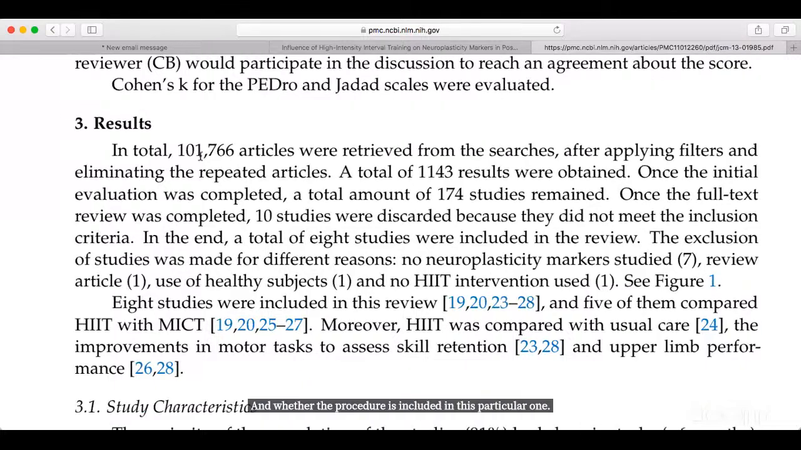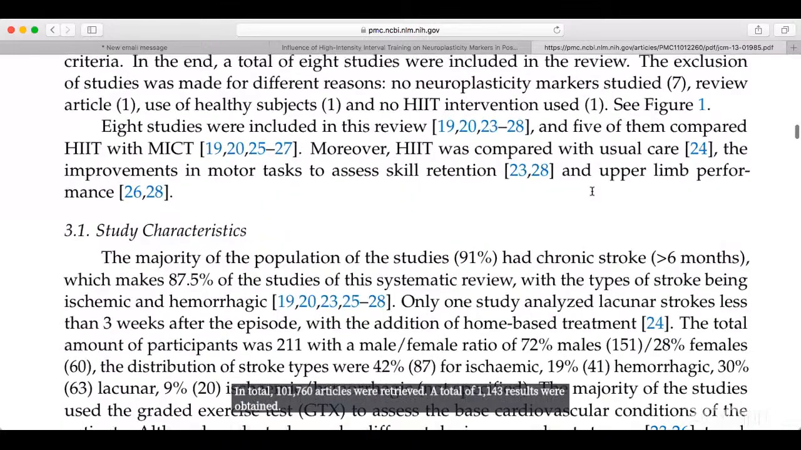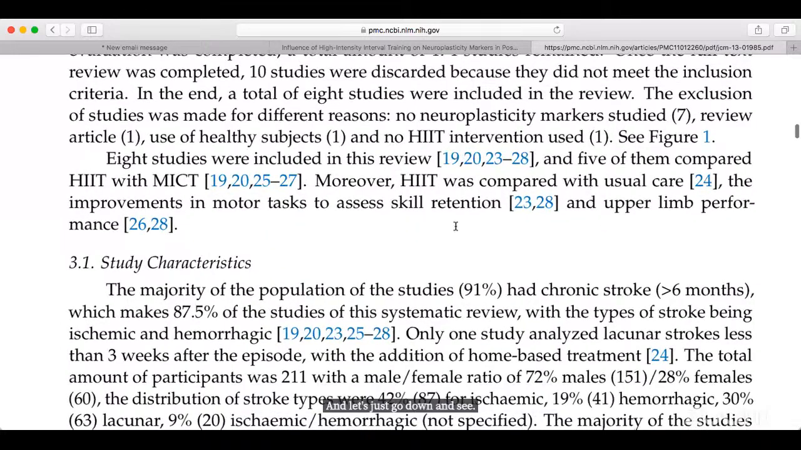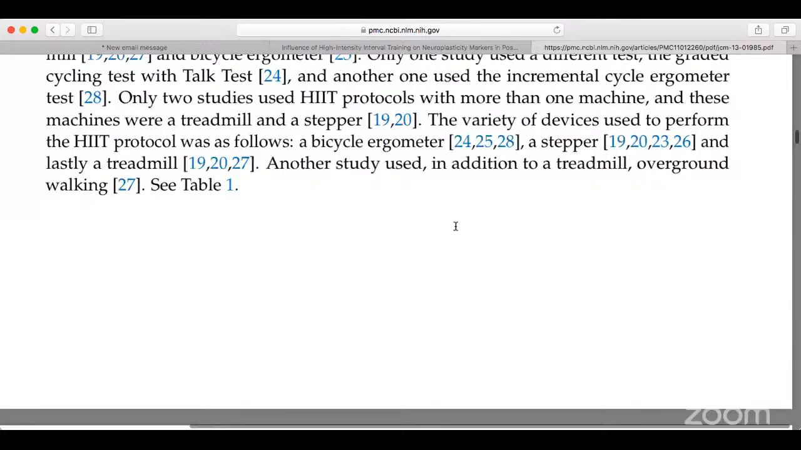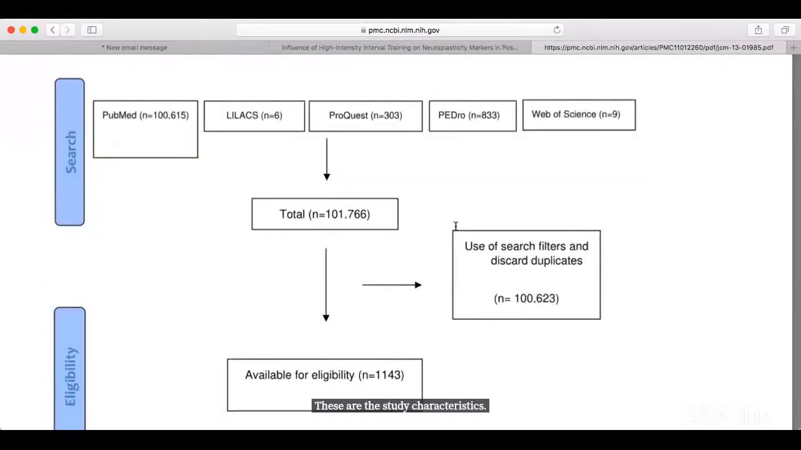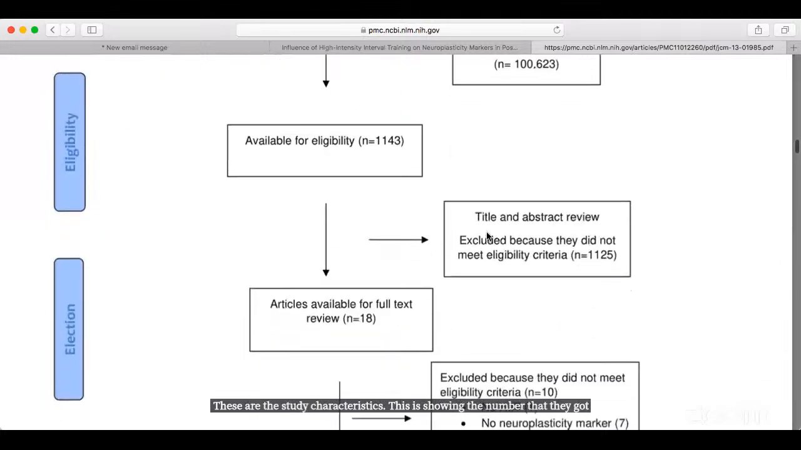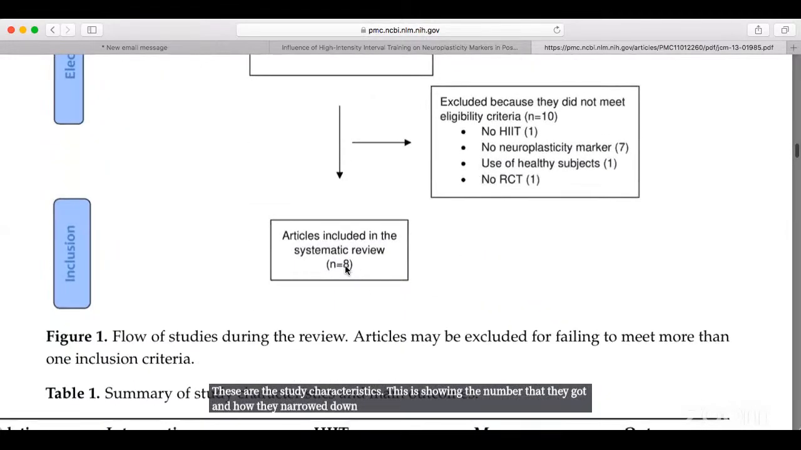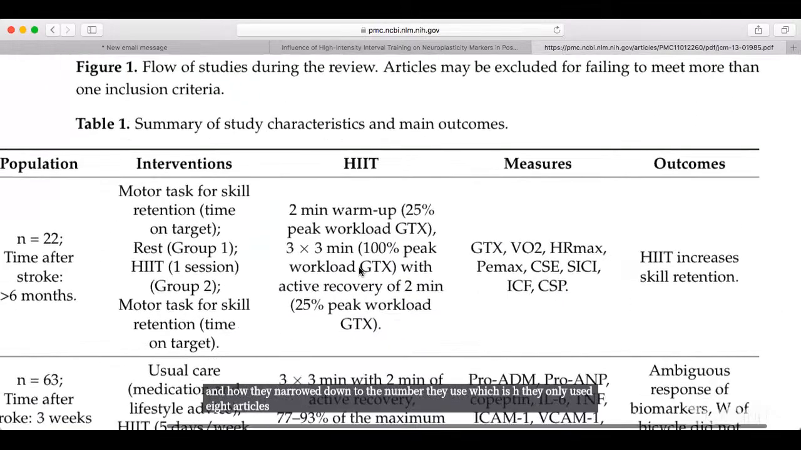In total, 101,766 articles were retrieved. A total of 1,143 results were obtained. So let's just go down and see. This is the study characteristics. This is showing the number that they got and how they narrowed down to the number they used, which is 8. They only used 8 articles. So let's see. Aha, so this is it.